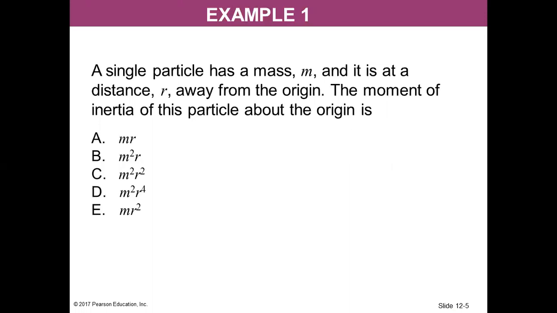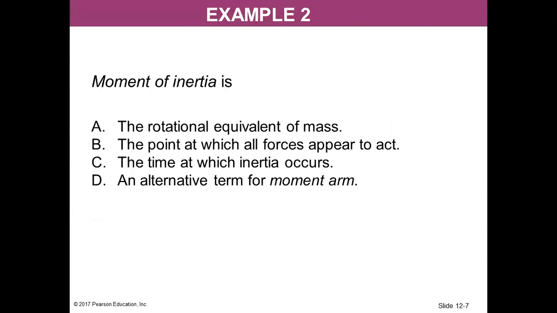So the correct answer must be E, because we know that the moment of inertia is measured in kilogram meter squared. So the correct answer here is E, which means it is measured as a product of mass and a square distance. Let's consider this example. Moment of inertia is, number A, the rotational equivalent of mass. As I've mentioned earlier, that is the correct one.